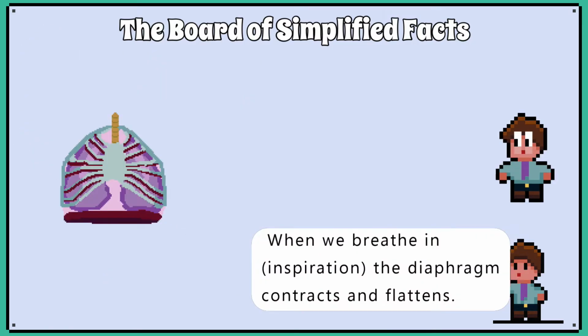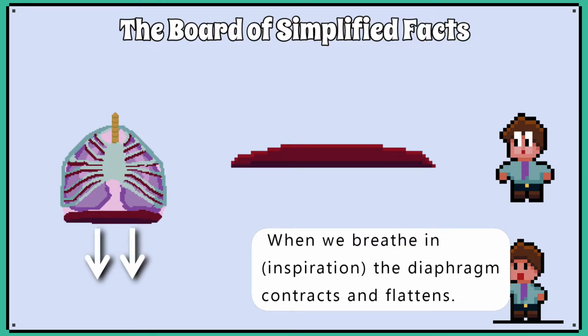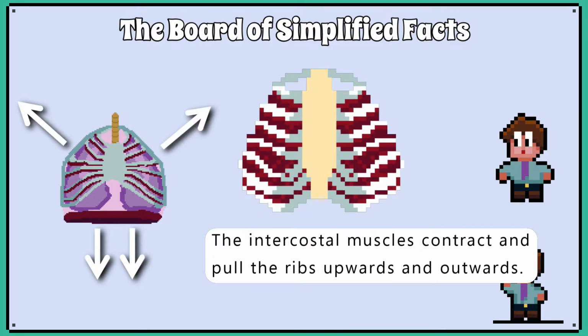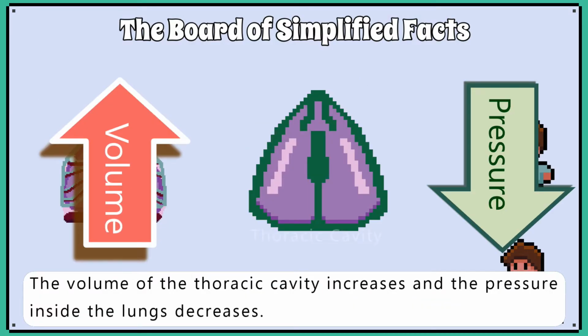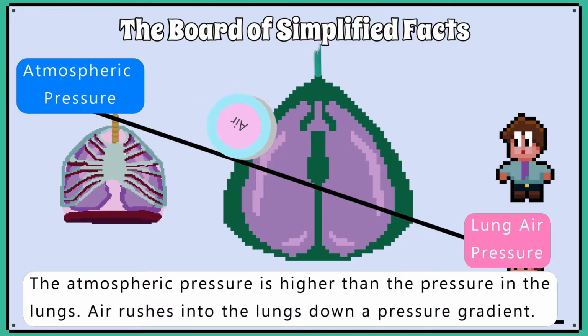When we breathe in, inspiration, the diaphragm contracts and flattens. The intercostal muscles contract and pull the ribs upwards and outwards. The volume of the thoracic cavity increases and the pressure inside the lungs decreases. The atmospheric pressure is higher than the pressure in the lungs. Air rushes into the lungs down a pressure gradient.